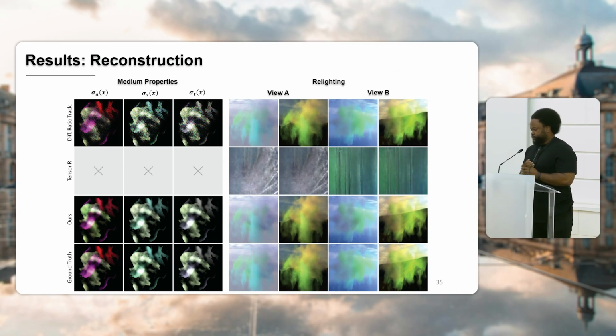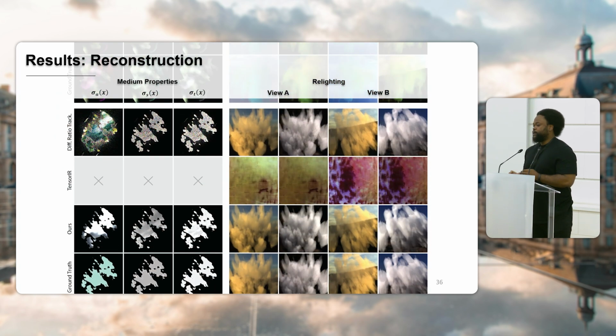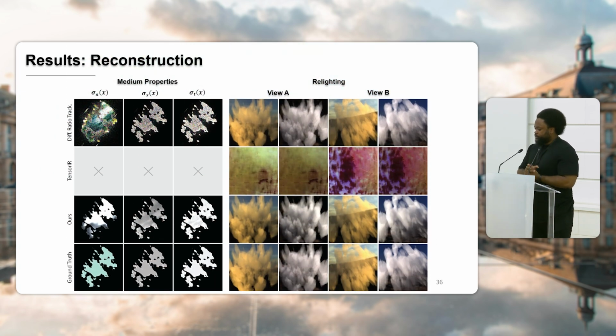We can also see on the right side, when we take these optical properties and use them for the downstream task of relighting, we can again see that our results are much closer to differential ratio tracking, which is the state of the art, and also much closer to the reference. So we can, again, observe the same for a different scene here.